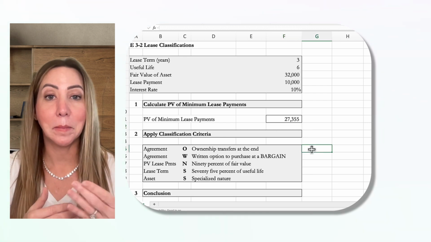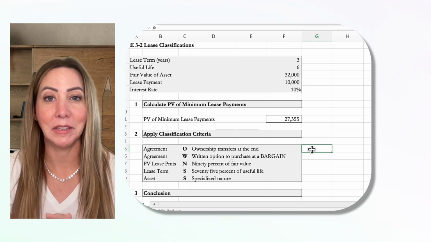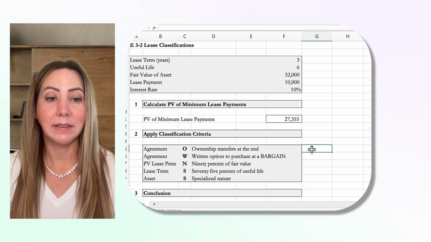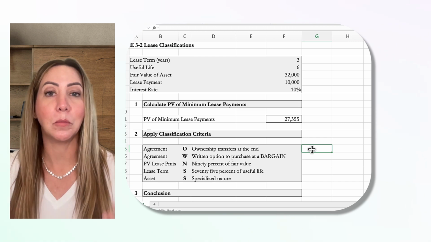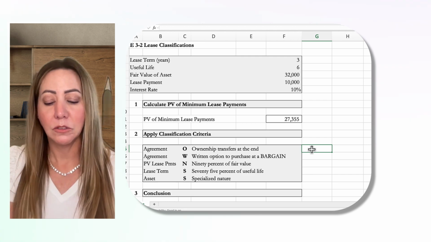Now, we're going to go ahead and apply these 5 criteria that are outlined in GAAP. And I've got an acronym here that's commonly used in textbooks and commonly used by Becker CPA prep materials. And it's useful in remembering the rules. So the O is ownership transfers at the end of the lease. This was not given to us. We weren't told that it does. So we can assume no.